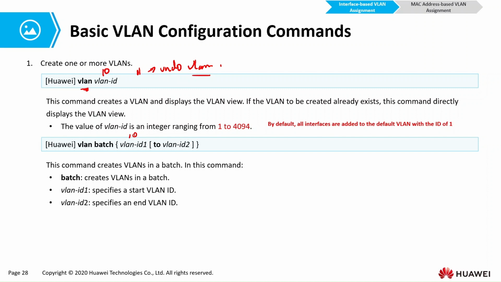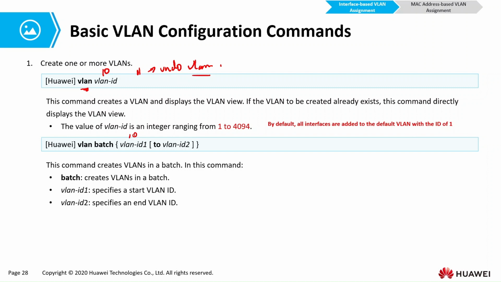Okay, for the hybrid, the same thing: you need to tell it the link type is hybrid. Then you need to tell it which VLANs you want to untag and which VLANs you want to tag. Then you set the PVID, exactly the same as port trunk. Just now for port trunk you set the PVID, so here you are going to use port hybrid pvid vlan.